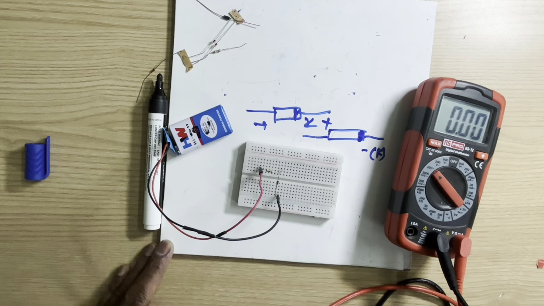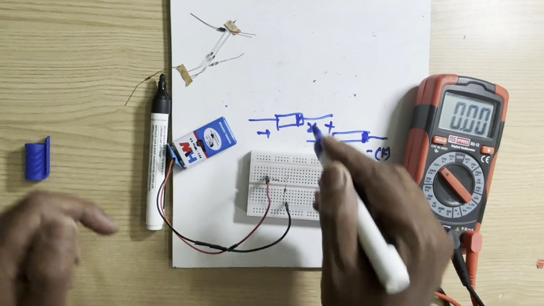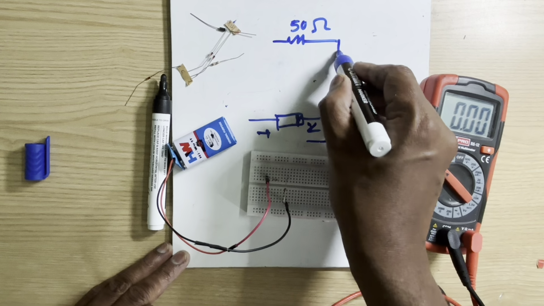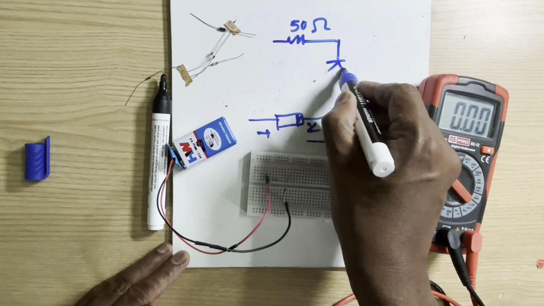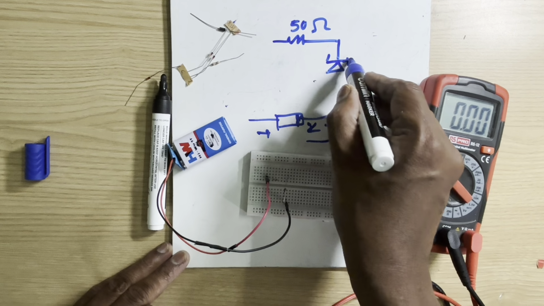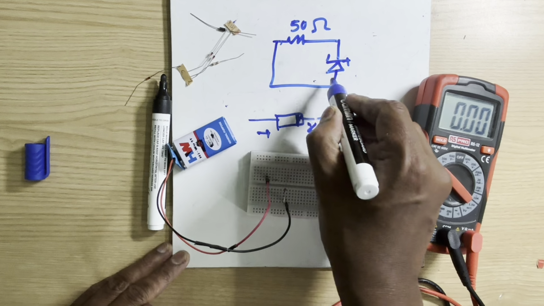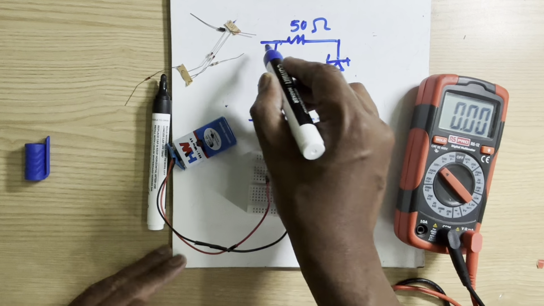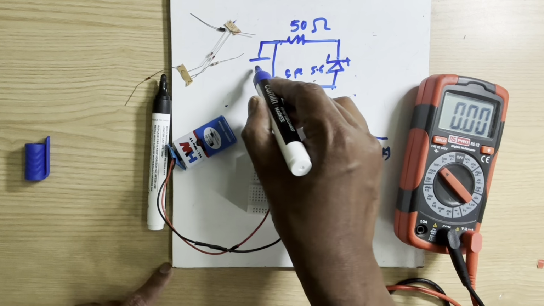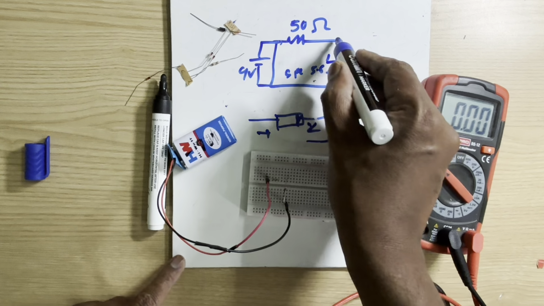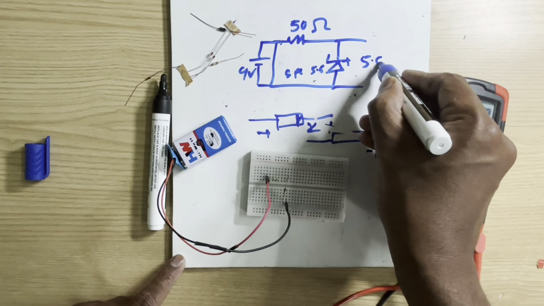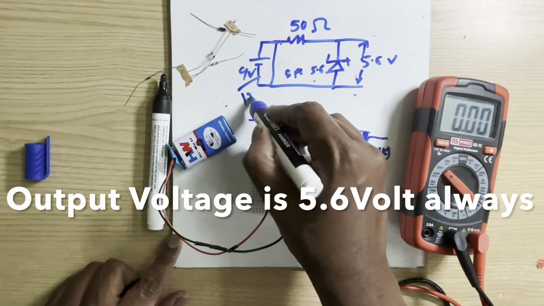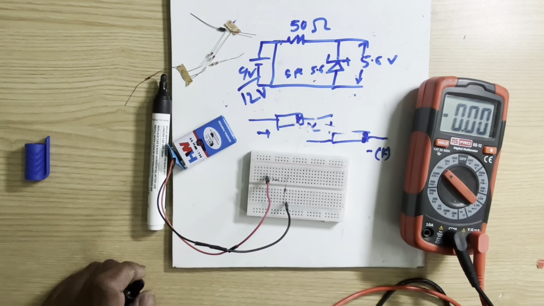The circuit is very easy. This resistance goes here, 50 ohms, and then you have a Zener diode. You can check the orientation. The specification is 5.6 volts. We are giving an input of 9 volts, and we are getting an output of 5.6 always, irrespective of the input. Even if we increase it to 12 volts, the output would be 5.6 volts.